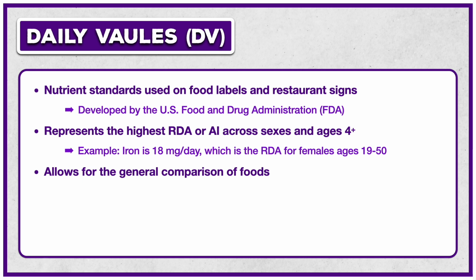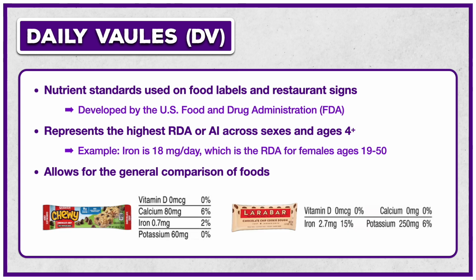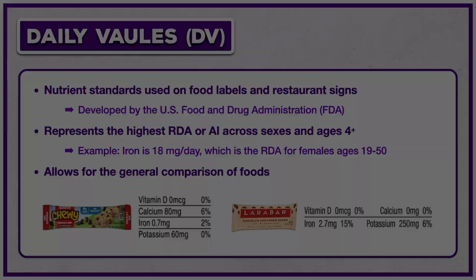For instance, if a person is told they have low iron stores and should be trying to increase the iron intake in their diet, they may look at two similar foods and want to choose the one that provides a more significant amount of it. Here, we see the Chewy bar provides 2% of the DV for iron, while the Lara bar offers 15%. In a perfect world, companies could list the nutrient needs of both sexes and all age groups. Yet, as we saw earlier, that requires a large table of numbers, and it's just not practical to fit it all on the packaging.